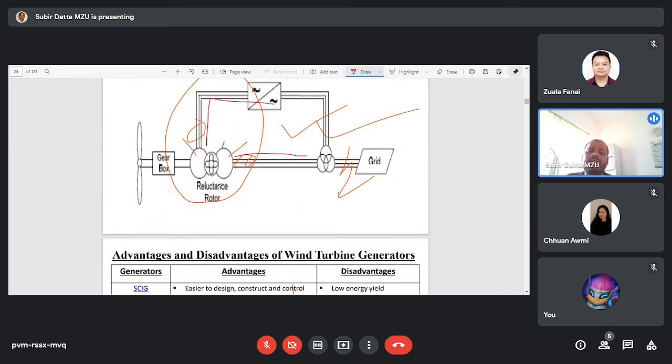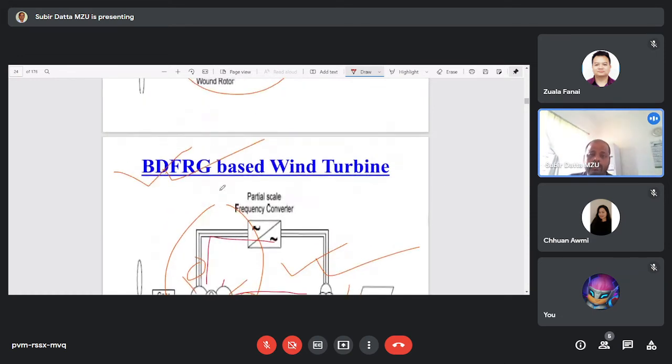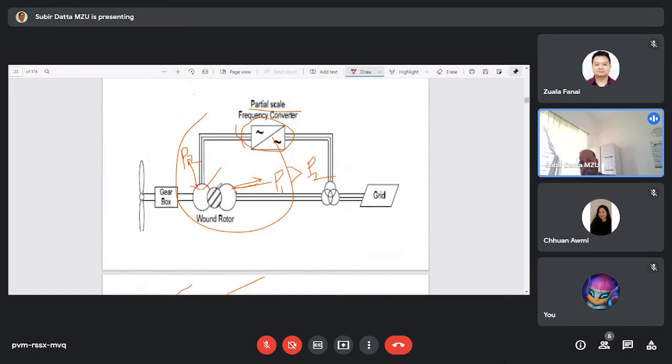Okay, or we can say the non-salient type rotor. Then how can we control that? Because we have to use the power electronics converters. Without power electronics converters, we cannot control the frequency. We will not be able to get the variable speed constant frequency operations. That means we have to incorporate the power electronics converter.